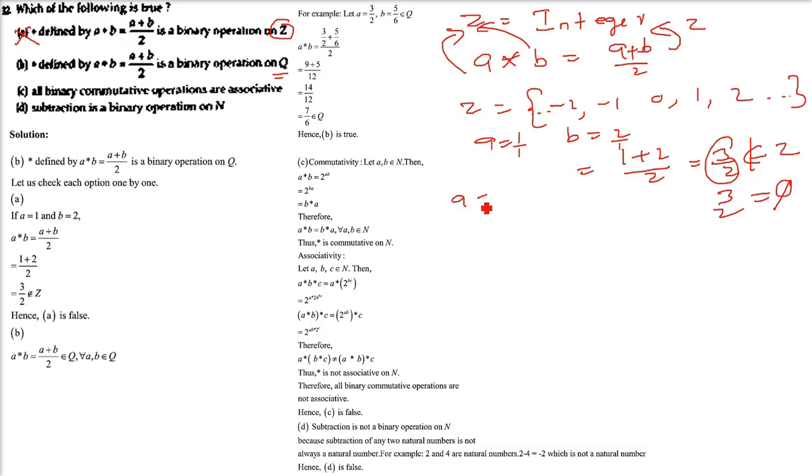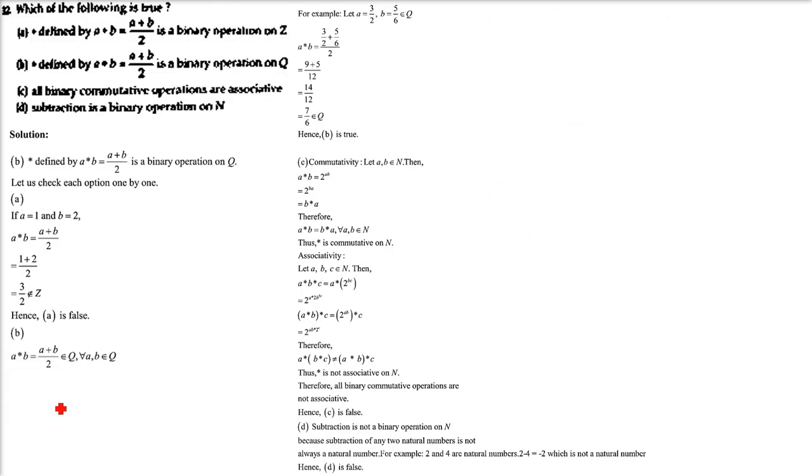Or rather, you can take any other number like 3 by 2 or 5 by 2 and just add them, you'll get some 7 by 6. And that is also a part of Q. That is the rational number. So the second part is true. A is false, B is true. Now coming to the third part.